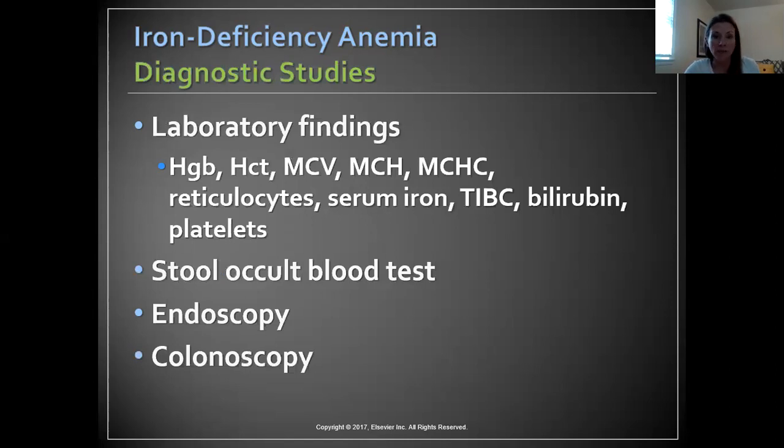In evaluating all anemias, we're going to look at the hemoglobin and then the different indices of the red blood cells. For iron deficiency anemia, we expect to see a low hemoglobin as well as low iron stores. When the cause of blood loss is not obvious, patients may also undergo a stool occult blood test, endoscopy, or colonoscopy to look for GI losses.